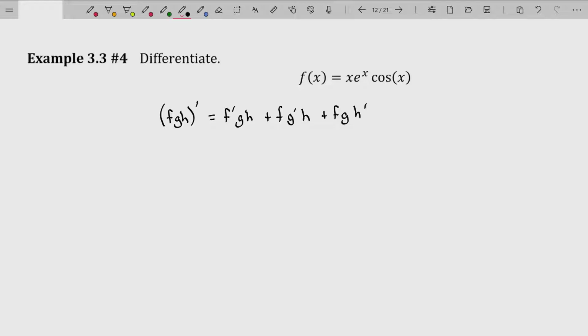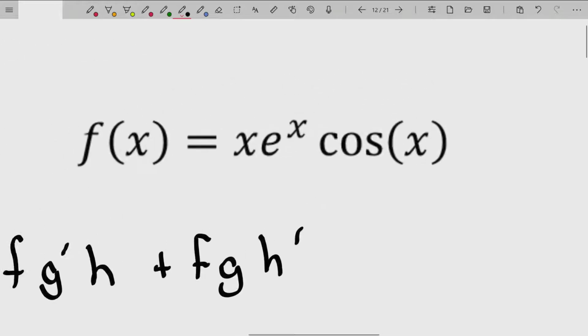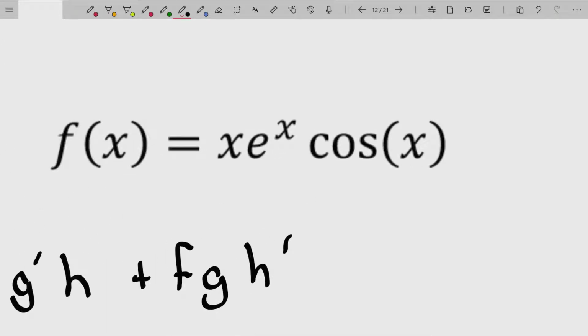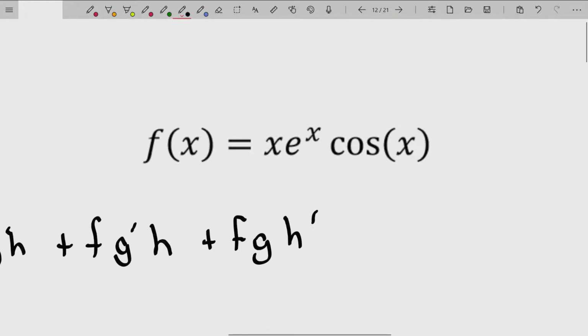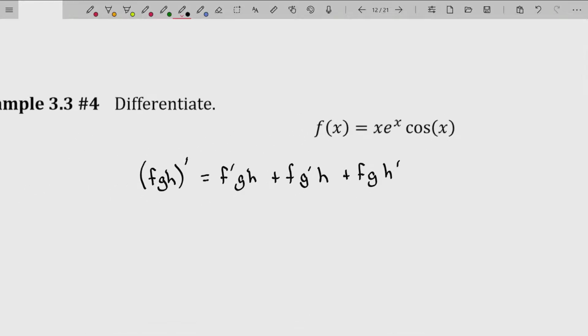That way, when I have products like this of three different types of functions, I could just quickly compute the derivative. It is the product rule, by the way. If there were only two functions, f and g, it'd be f prime g plus f g prime. But when you have three functions, it just expands to be more inclusive, right? And so you get something like this. If you have four functions, same thing. So let's go ahead and compute that.